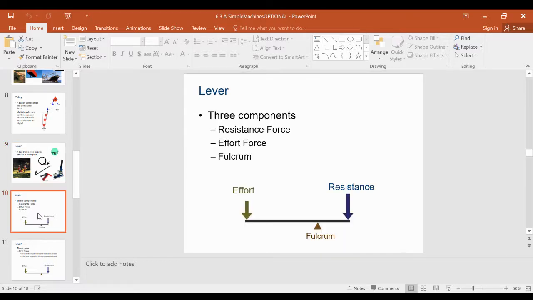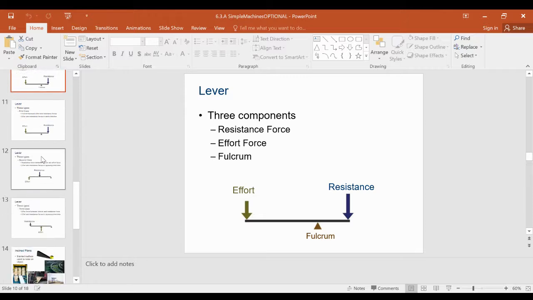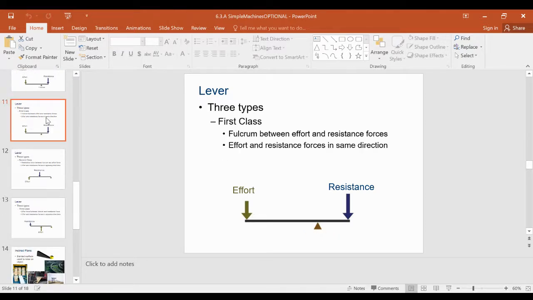There are three components. You have to have a resistance force. That is what you're trying to lift. The effort force that you are lifting with, and the fulcrum, which is the pivot point. Right? Three types of levers. Number one is a first class lever. The effort and resistance are in the same direction. All right. Fulcrum is between the two.